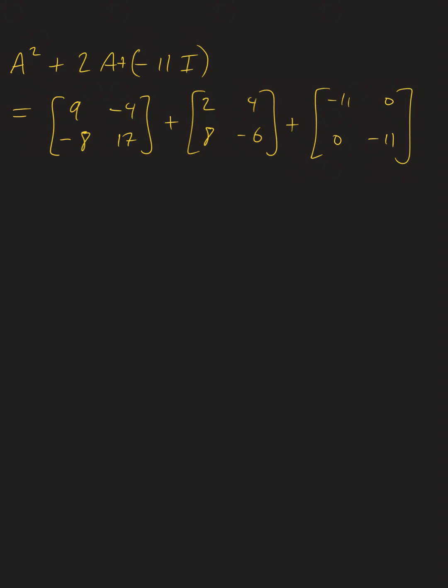And then to add up matrices, they're all the same size, so they will add up. You just add them term by term. So in the top left, that's position 1, 1, first row, first column, I have 9 plus 2 minus 11. Below that, in position 2, 1, that's second row, first column, I have minus 8, I have plus 8, and I have plus 0. In the top right, that's position 1, 2, I have minus 4, then 4, and 0.